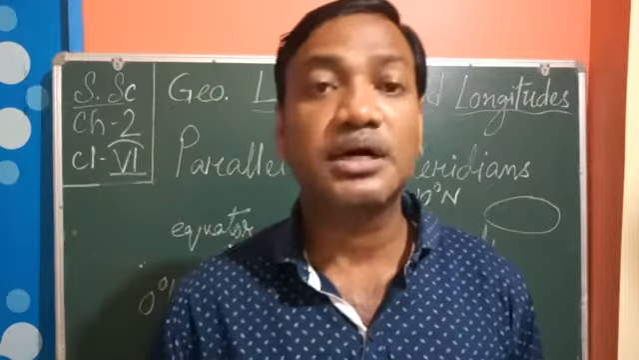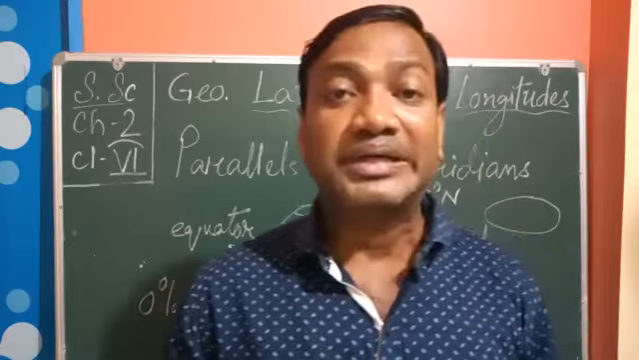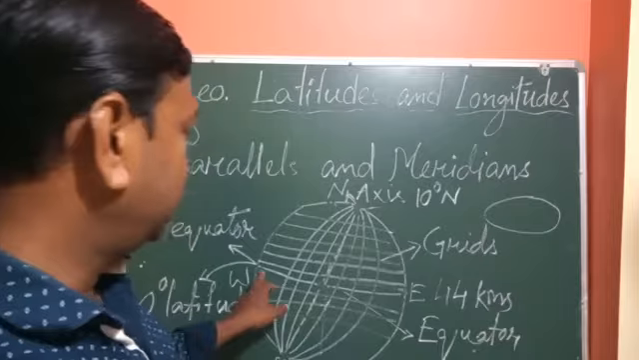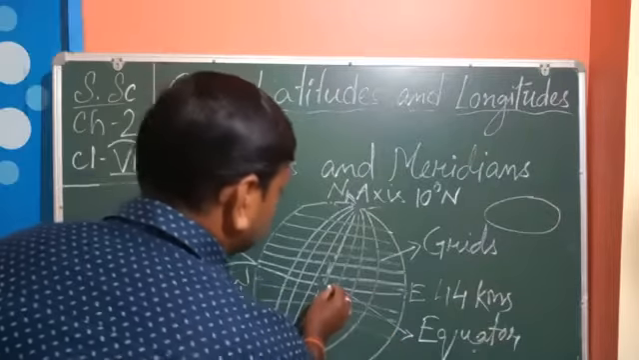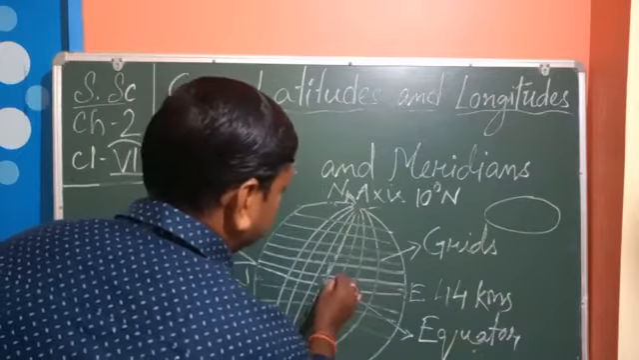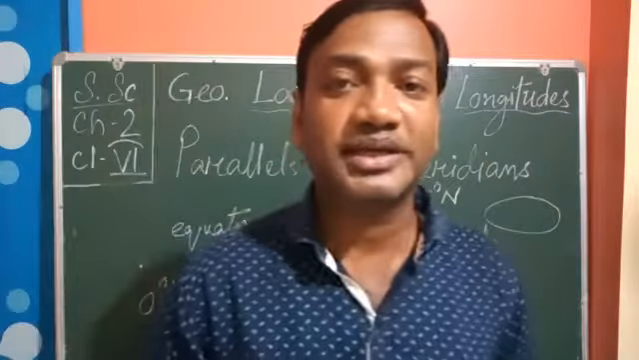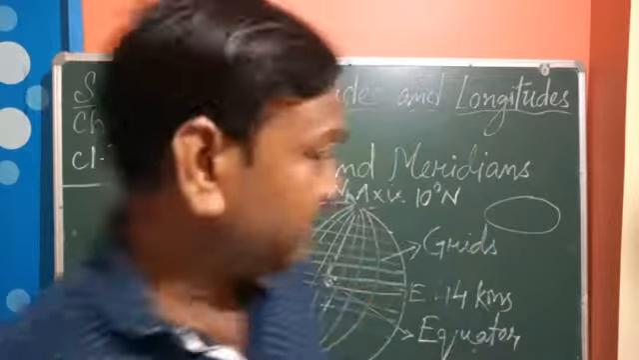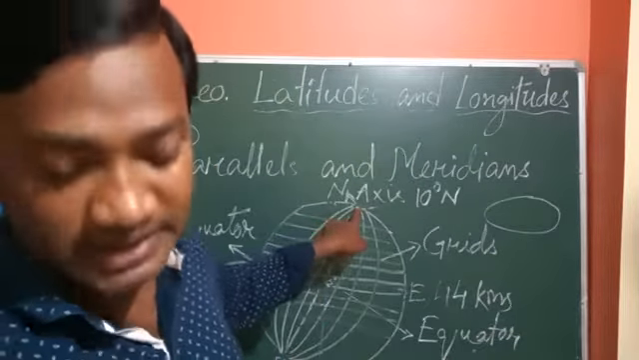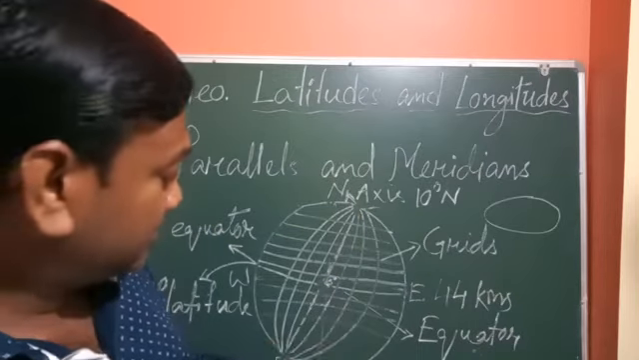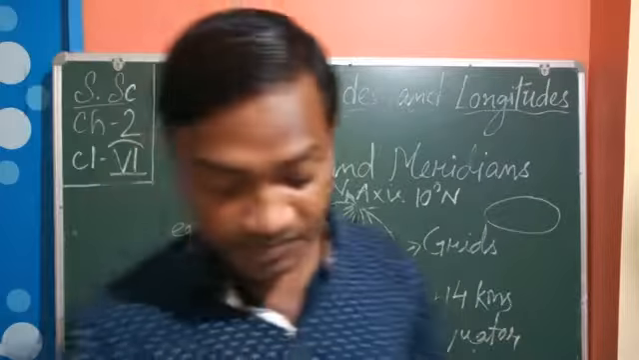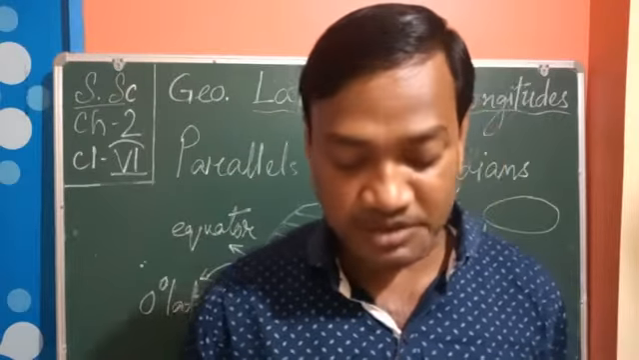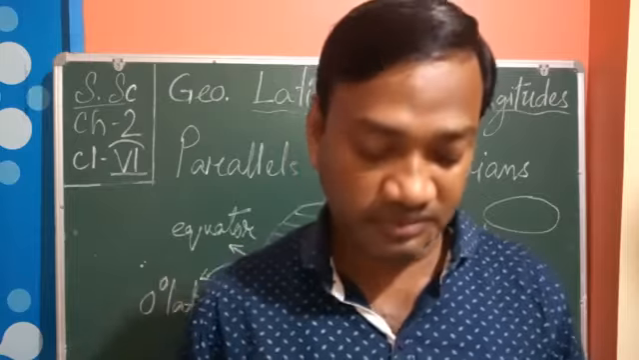The equator, we know, is at 0 degree. This equator is called 0 degree latitude. The North Pole is at 90 degree north, and the South Pole is at 90 degree south. So these are the other important parallels on the globe.